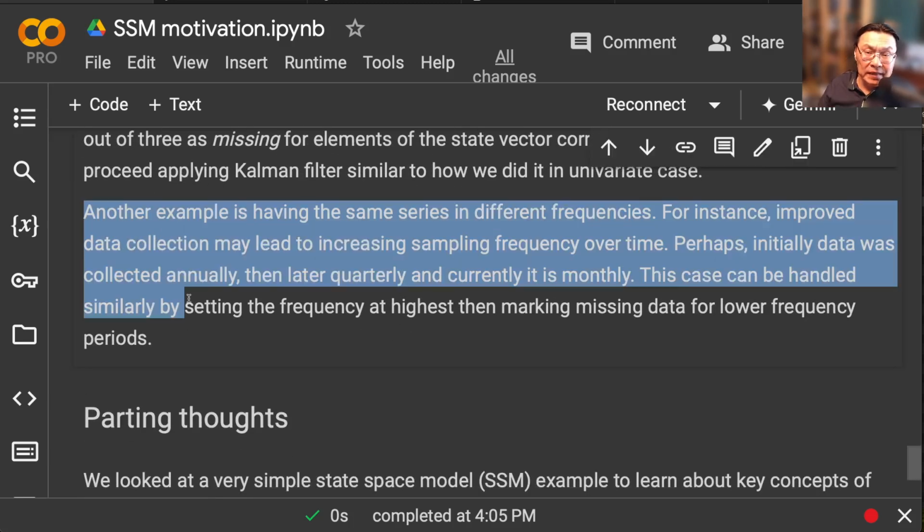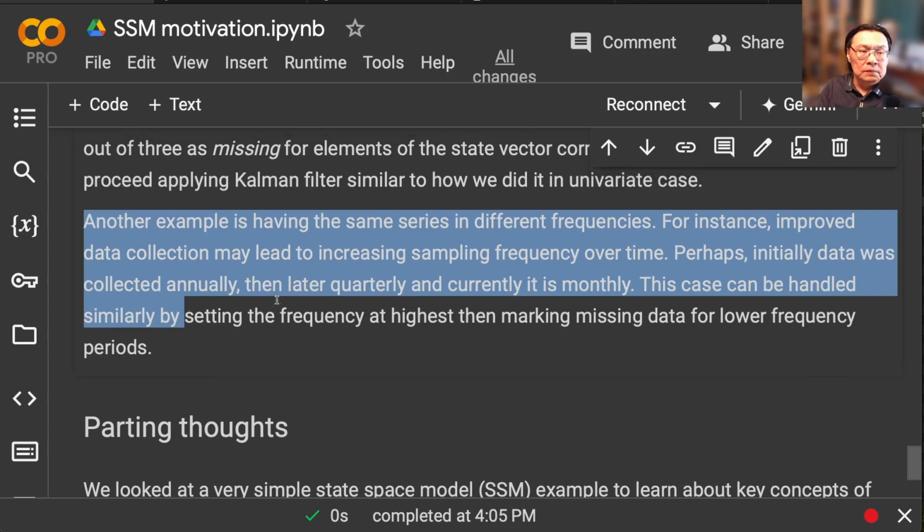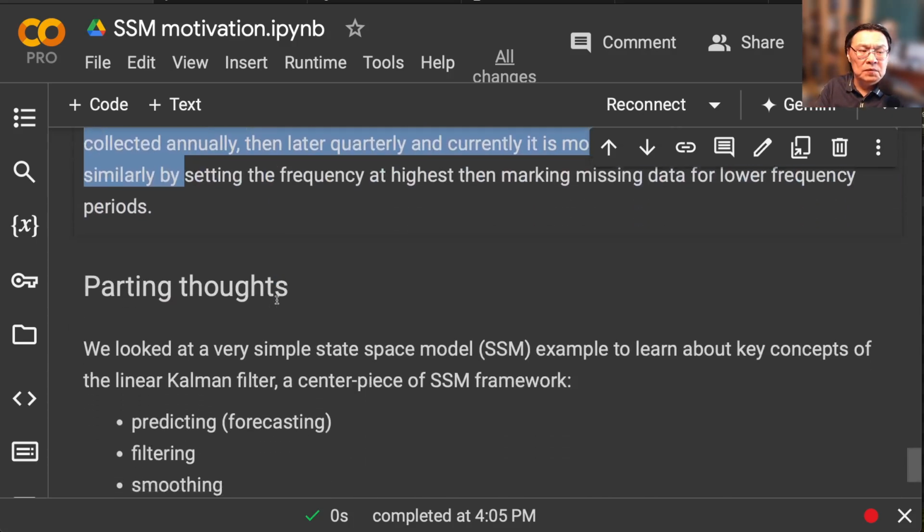sometimes when you're collecting the data, older data comes at lower frequency. So imagine you have a data set where initially they were collecting the data annually, and then they switched to quarterly, and then to monthly, and now you have this monthly data set, but you want to use your old data too. So what you can do is set a monthly frequency, and where the data was slower than monthly, you just put in empty, missing data points. That's another approach for your modeling, where you can use the advantage of state space modeling.